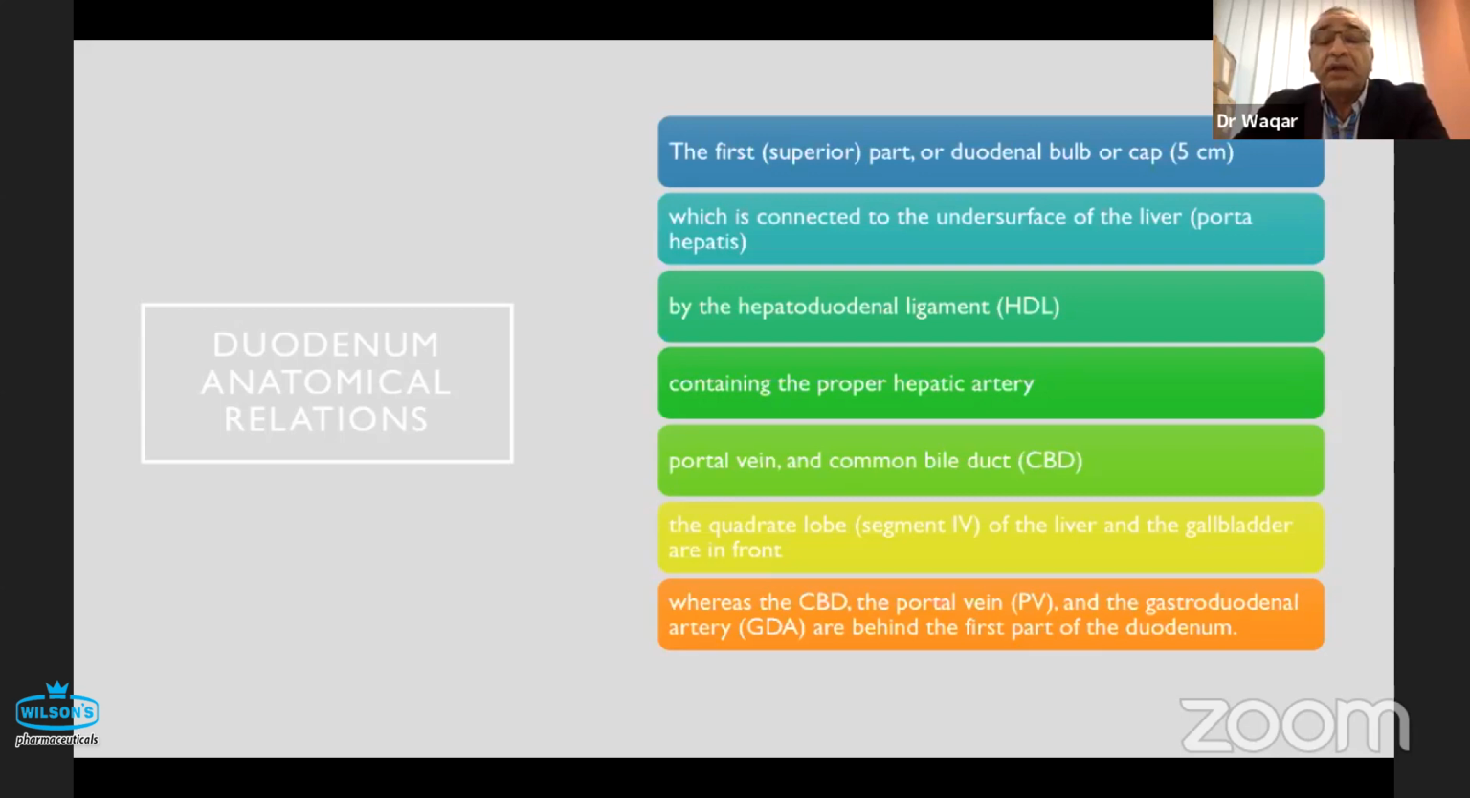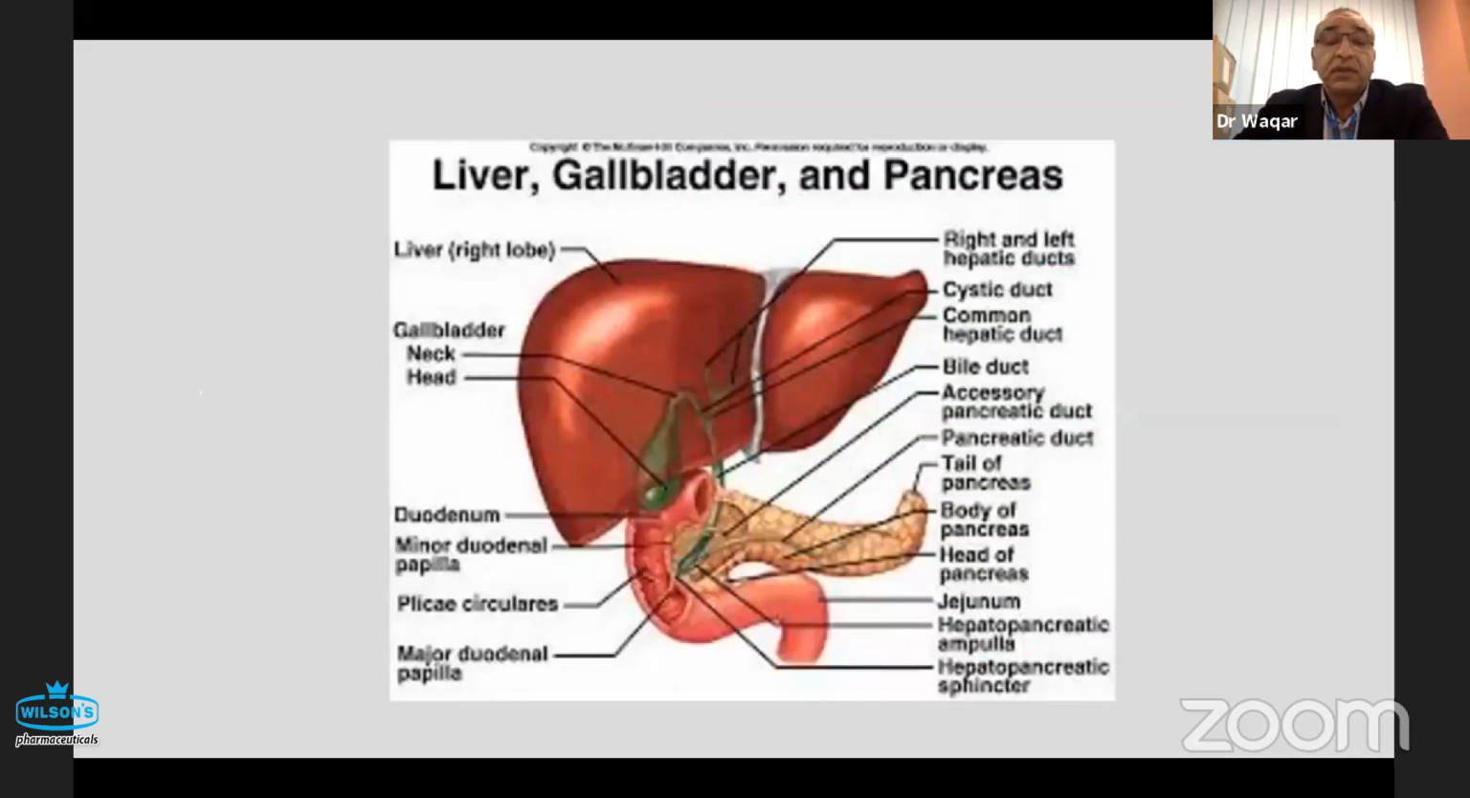The common bile duct and the gastroduodenal artery are behind the first part of the duodenum. Now, this is another image just to reinforce the anatomy, where you can see the common bile duct, the gallbladder, the liver, everything very closely attached to the first part of the duodenum. Whereas the second part of the duodenum is in close proximity to the head of the pancreas.